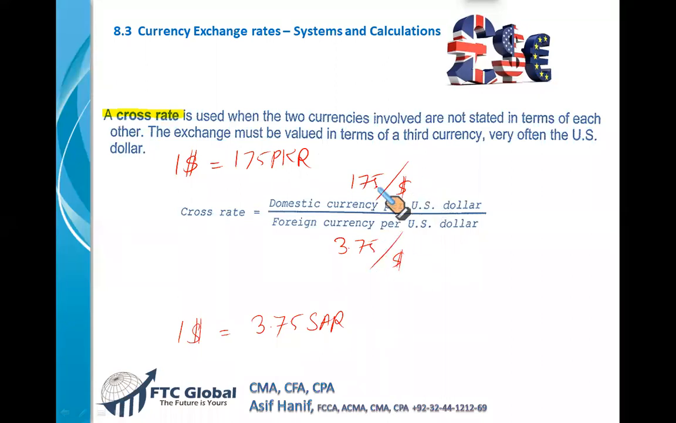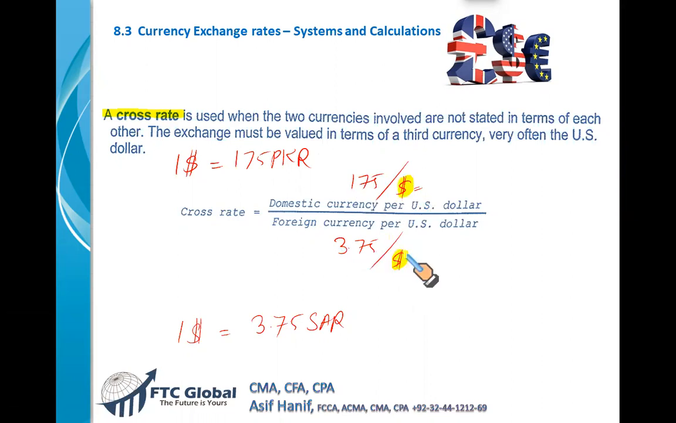The base must be the same. If you want to calculate the cross rate, remember in the numerator and denominator, the base currency must be the same. Rupee per dollar and Saudi Arabian riyal per dollar. Rupee per dollar, right? And riyal per dollar. This denominator here must be the same. The base must be the same, right?